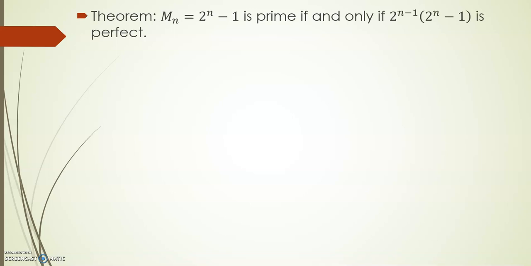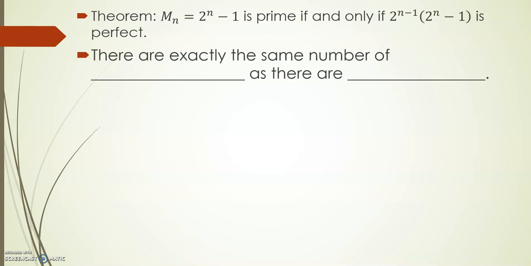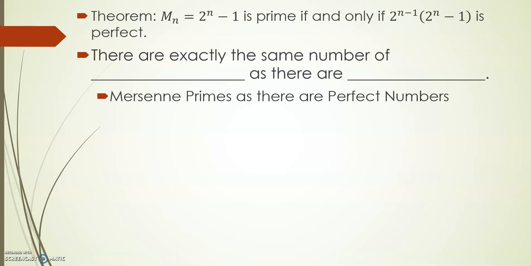Theorem: M sub n equals 2 to the n minus 1 is prime if and only if 2 to the n minus 1 times (2 to the n minus 1) is perfect. There are exactly the same number of Mersenne primes as there are perfect numbers. Remember that Mersenne prime rule from earlier in Chapter 5.